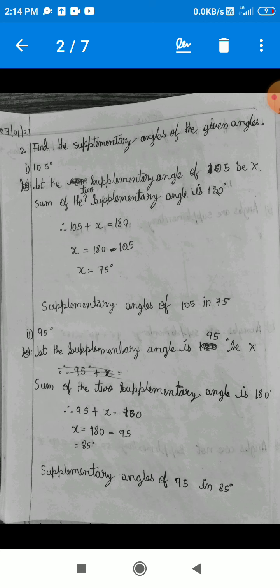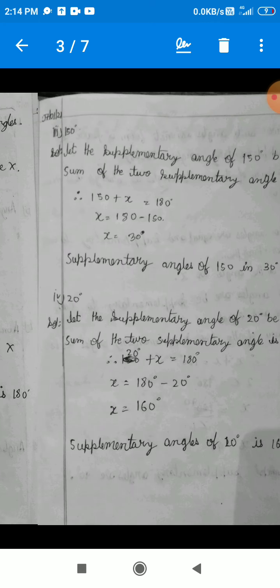Second, 95 degree. Solution. Let the supplementary angle of 95 degree be x. Sum of the two supplementary angles is 180. Therefore, 95 plus x is equal to 180. x is equal to 180 minus 95 is equal to 85. Supplementary angle of 95 is 85.